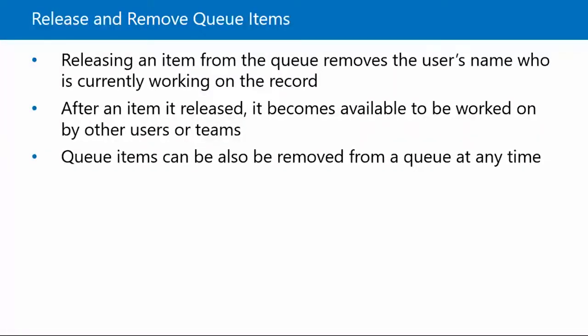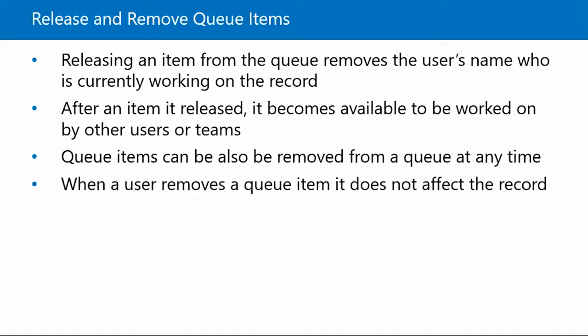Queue items can also be removed from a queue at any time by a user who has sufficient security permissions. Also, be aware that when a user removes a queue item, this does not affect the record. So again, let's say Connie Watson sees a case in the queue for the Dynamics 365 questions, and after reviewing it, she realizes it's a case pertaining to another topic other than Dynamics 365. She can remove that item from the Dynamics 365 queue, and it will go back to the main system queue or be available amongst the other cases to simply be worked on and finally resolved.